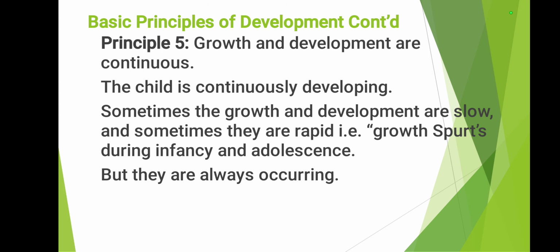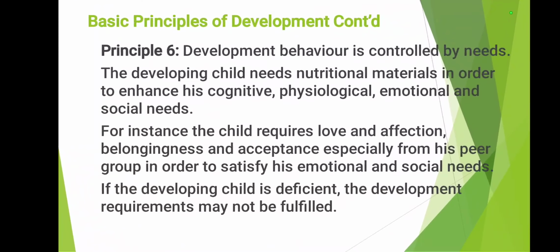Okay, so let's proceed. We move to principle number 6. And principle number 6 says development behavior is controlled by needs. Development behavior is controlled by needs. And the explanation here says that the developing child needs nutrients or nutritional materials in order to enhance his or her cognitive, physiological, emotional, and social needs. When you are not eating, do you think you can grow? It will be difficult. Development too may not occur. So you need nutrients. So it is controlled by needs. Whatever area of development that we want to talk about is controlled by needs.